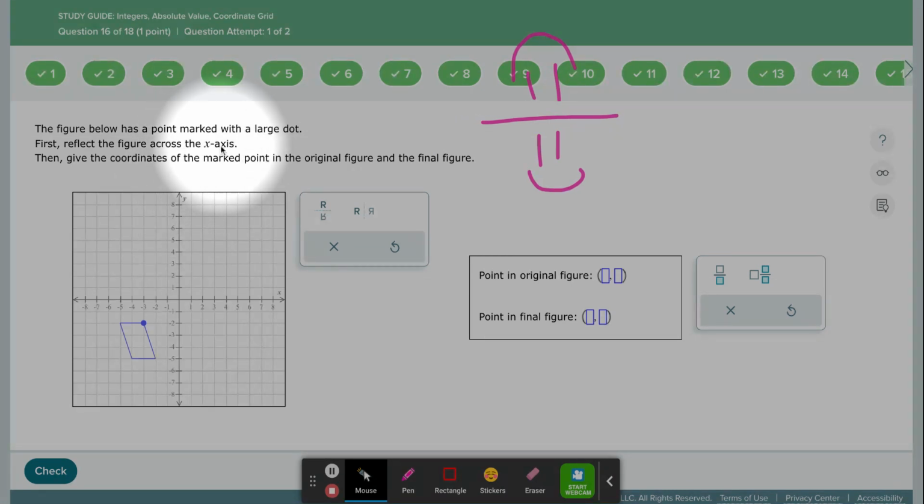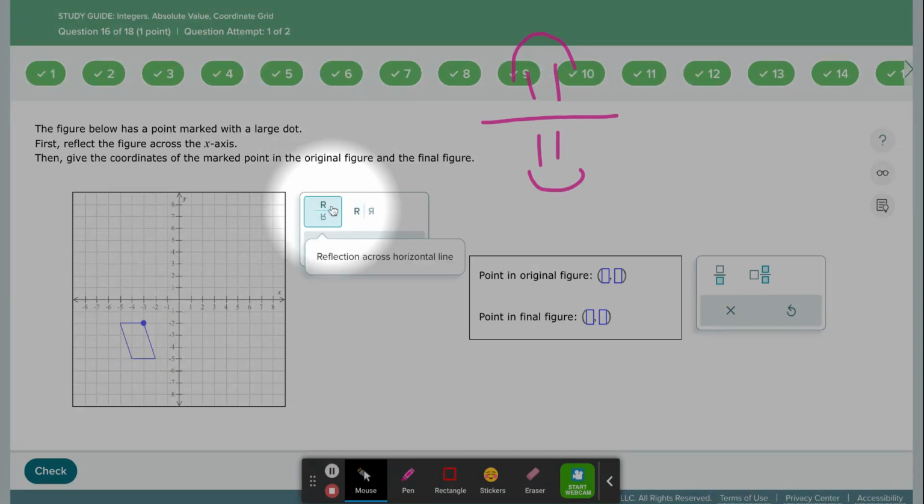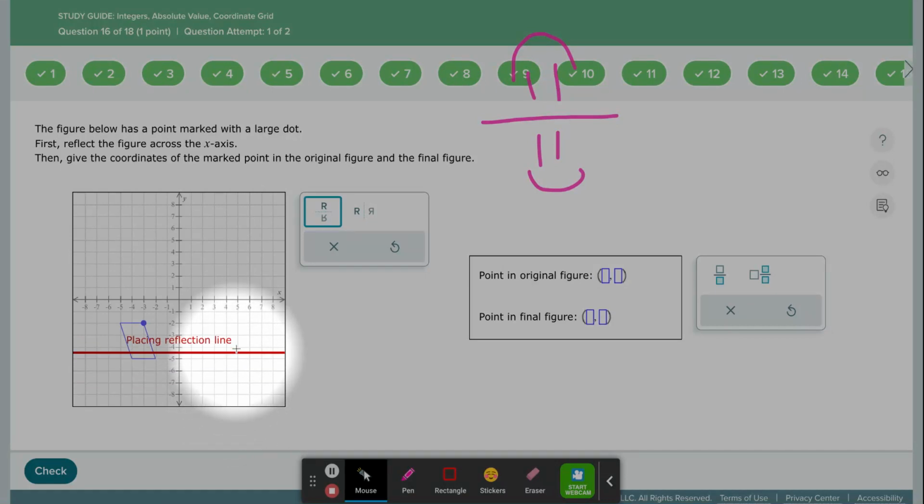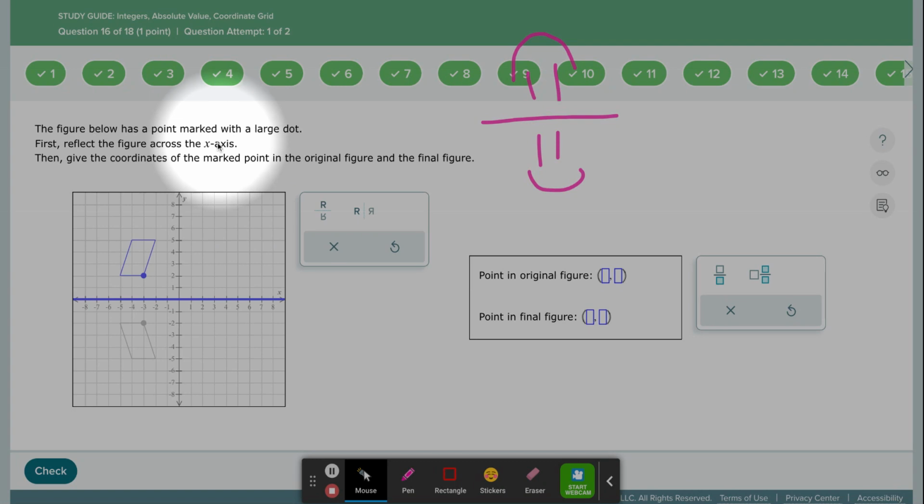So if I wanted to go across the x-axis, it means I want to go across this horizontal line. So I just look for my picture clues. This is how I want it to move, not vertically, but horizontally. So as soon as I click on that, I get this weird line. And all I have to do is make sure it's on the x-axis, like it's asking me to. And as soon as I click it, they automatically put the flipped pancake for me. Okay. Now all I have to do is figure out the coordinates, the ordered pair for the original and for the new and final figure.